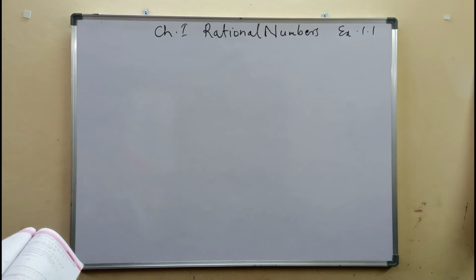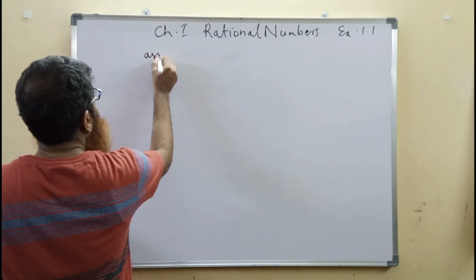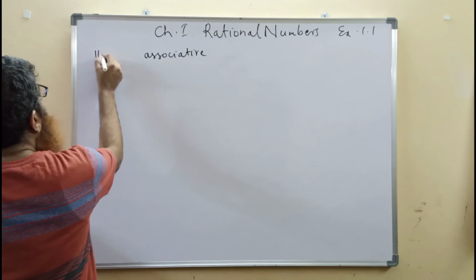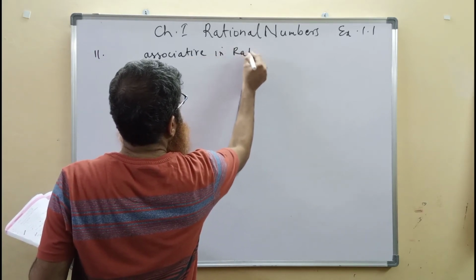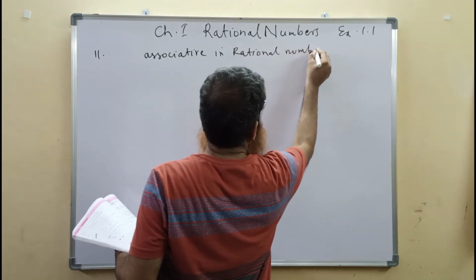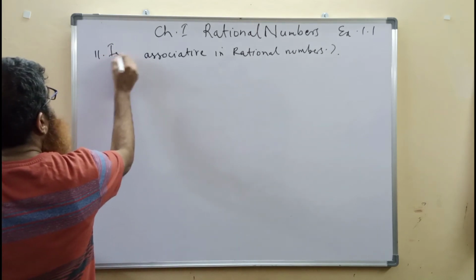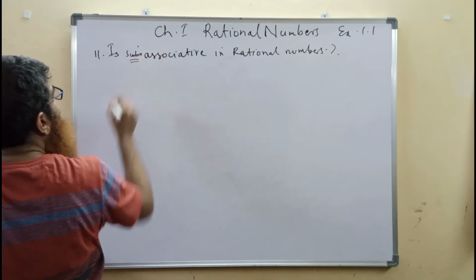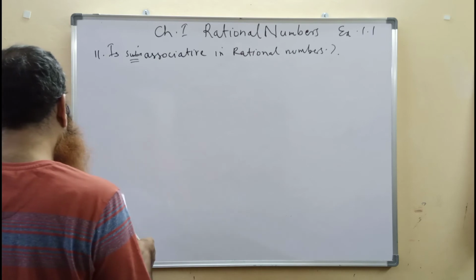It's asking, is subtraction associative in rational numbers? Is subtraction associative in rational numbers? Subtraction is not associative in rational numbers.